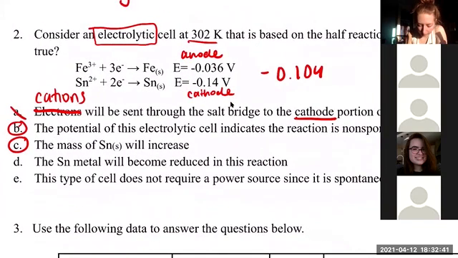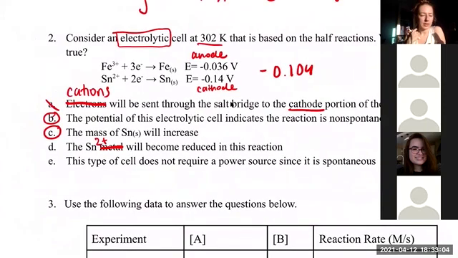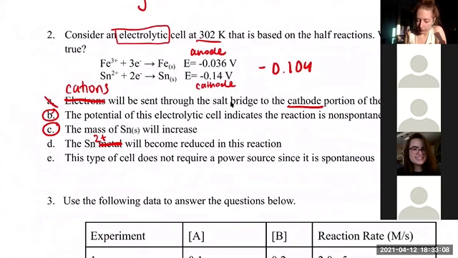D is saying the Sn material or metal will become reduced in this reaction. And that is not true because of a small fact, okay, here. Not the metal, but the ion, the Sn2+. So we want to remember what exactly is reacting, not the metal, right? And that's why the platinum can work, because it's not part of that reaction. It's not being reduced. The ion is being reduced and turning into the Sn metal.